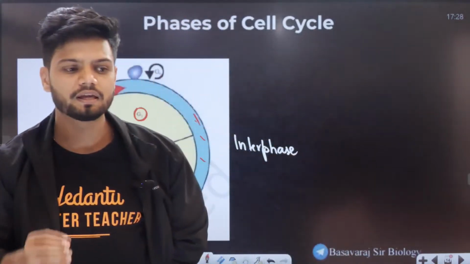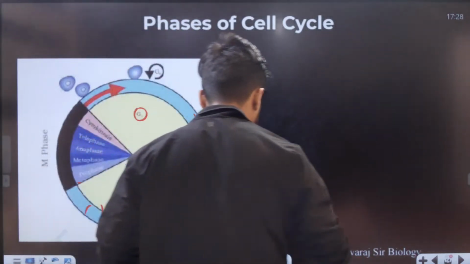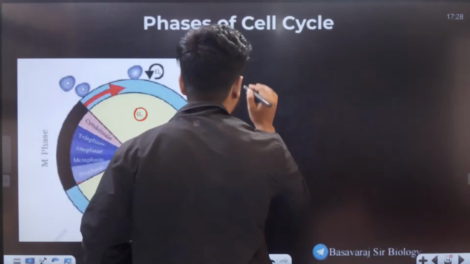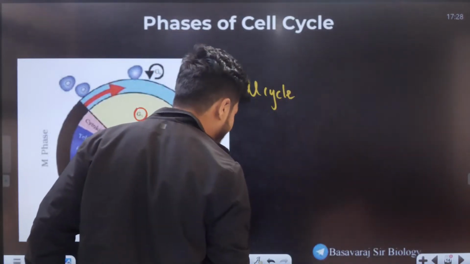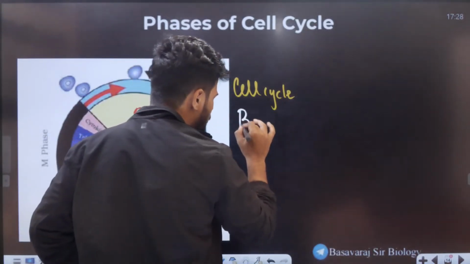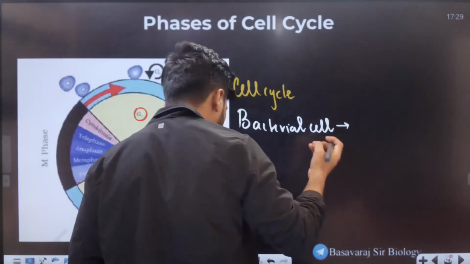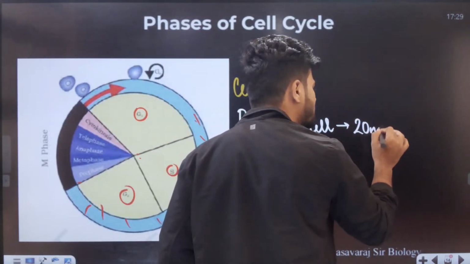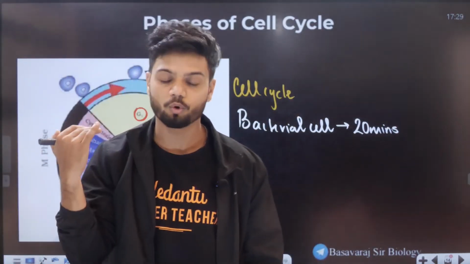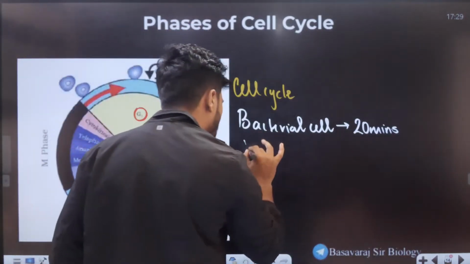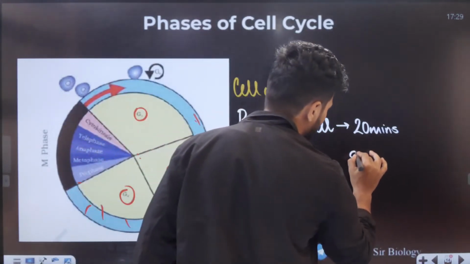Now listen to me very carefully. How much time does each cell division take? For example, this entire cell cycle can get over in the case of a bacterial cell. In the case of a bacterial cell, the time required is just around 20 minutes. But what about in the case of yeast? It takes more time. Yeast is much more complex. Yeast takes around 90 minutes.